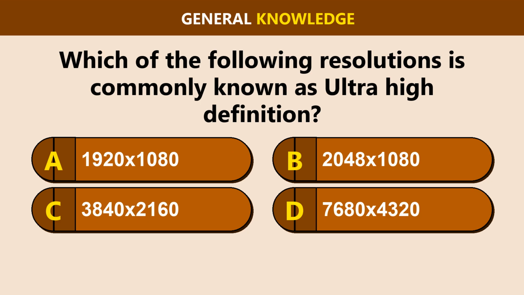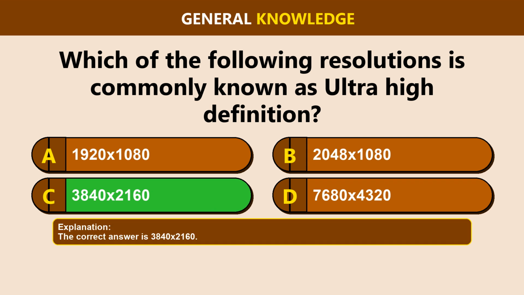Question 14. Which of the following resolutions is commonly known as ultra-high definition? Option A, 1920x1080. Option B, 2048x1080. Option C, 3840x2160. Option D, 7680x4320. The correct answer is option C, 3840x2160.